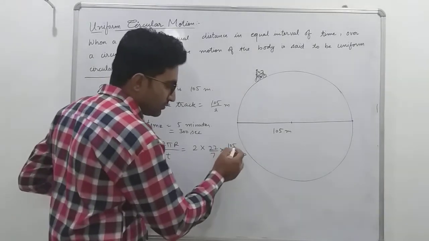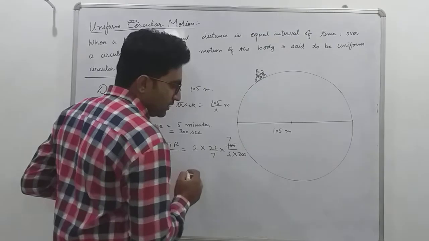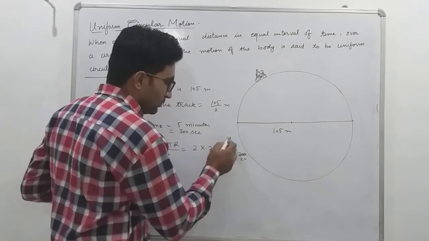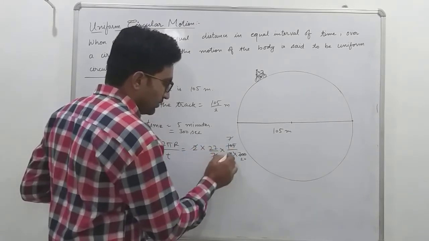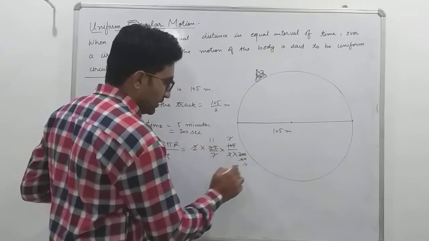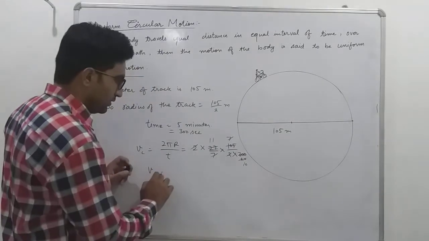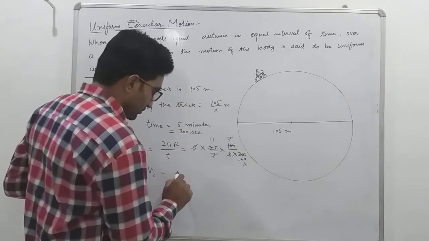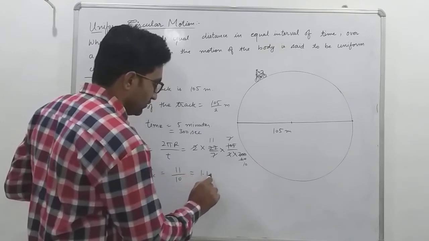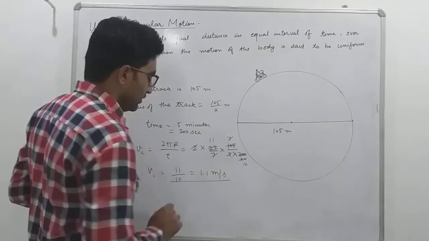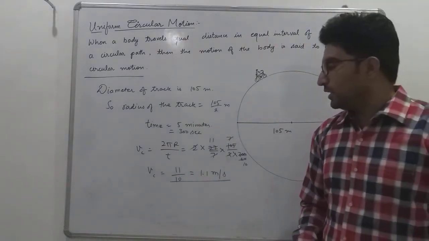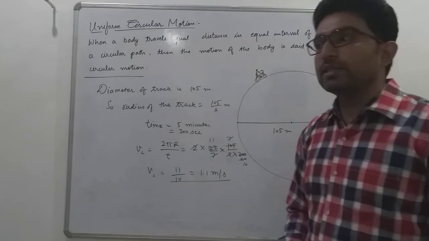So we can cancel this one. 15 sevens are, and 15 twos are 30. So 7 cancels out, and this one also cancels out, and the value will be equal to 11/10. So Vc will be equal to 11 divided by 10, which is 1.1 meter per second. So the speed of the cyclist is 1.1 meter per second.